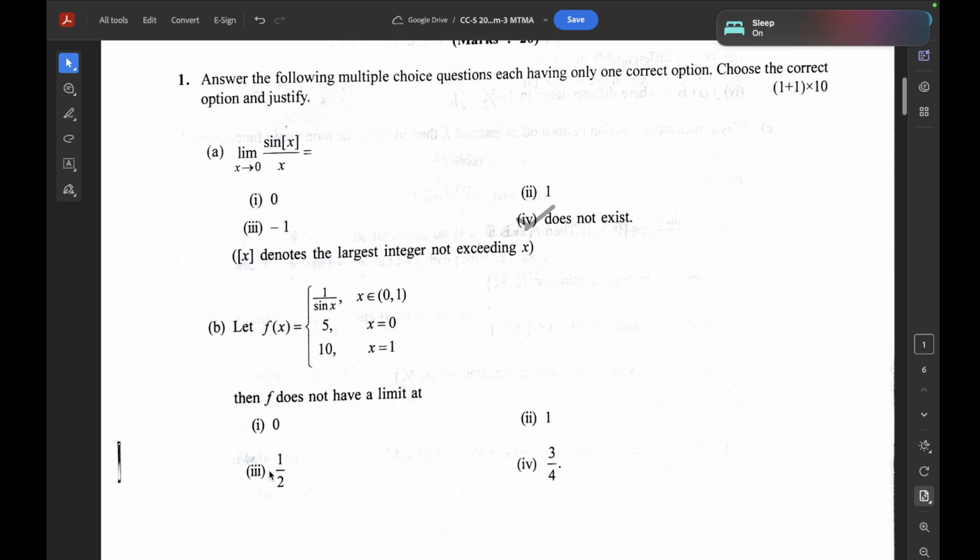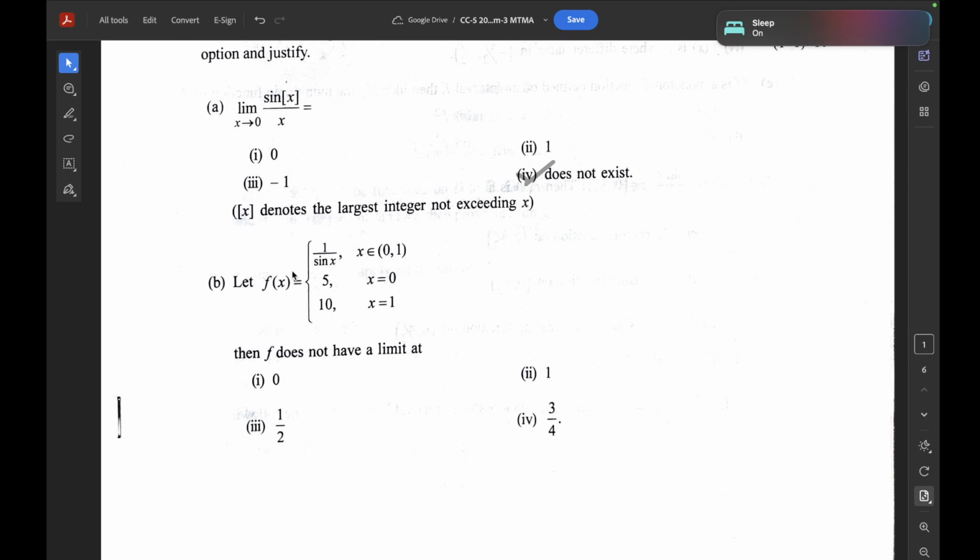Next question B. Let f(x) equal 1 by sine x, x belongs to the open interval (0, 1), and 5 when x equals 0, f(x) equals 10 when x equals 1. Then f does not have a limit at what?